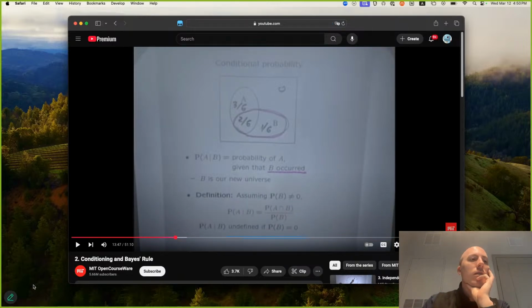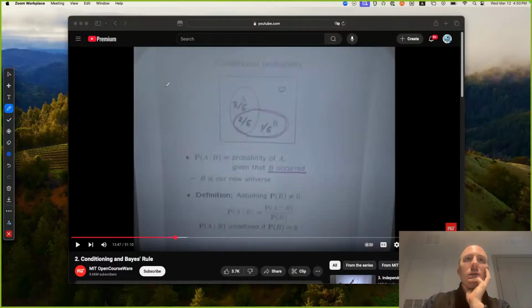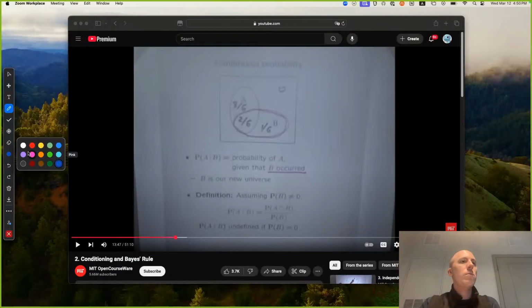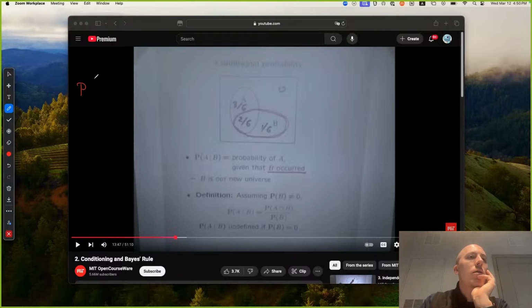I kind of want to think of it a little bit like the probability of A, I want to draw it like this for some reason. Probability of A, then we've got all this other universe of stuff, given A and B minus A.